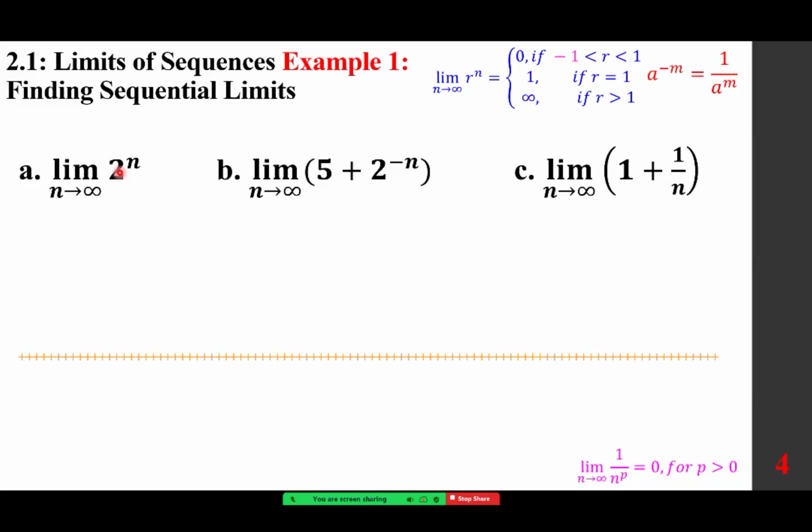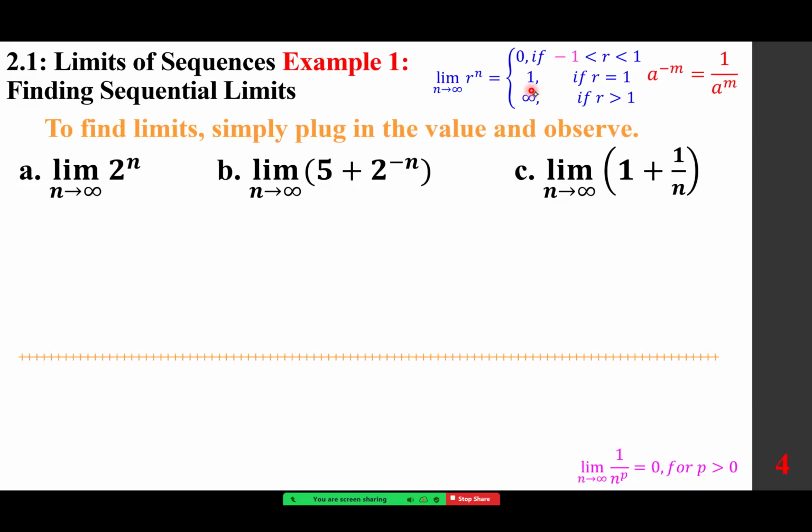And with that being the case, 2 to the power of infinity, according to this, becomes infinity, because all we have to do to find limits is simply plug in and observe. So when I plug in, I get infinity, which means the sequence diverges. You don't have to write that unless you're asked.